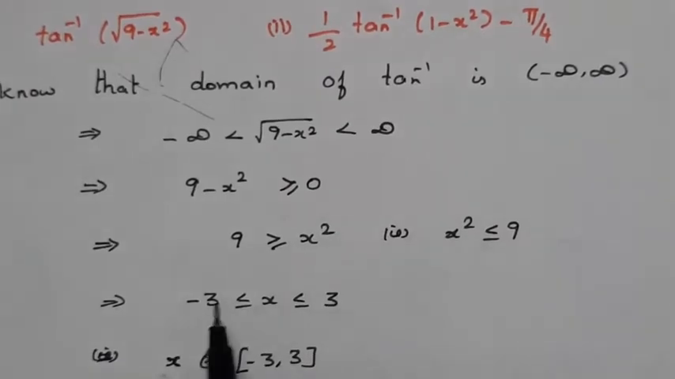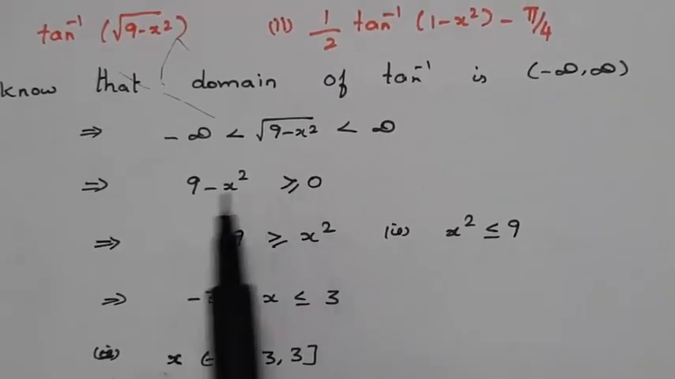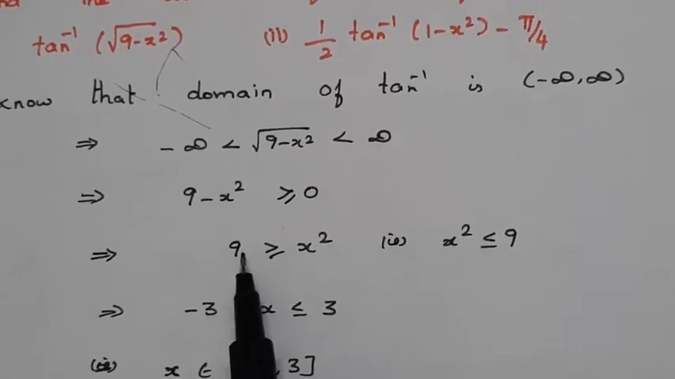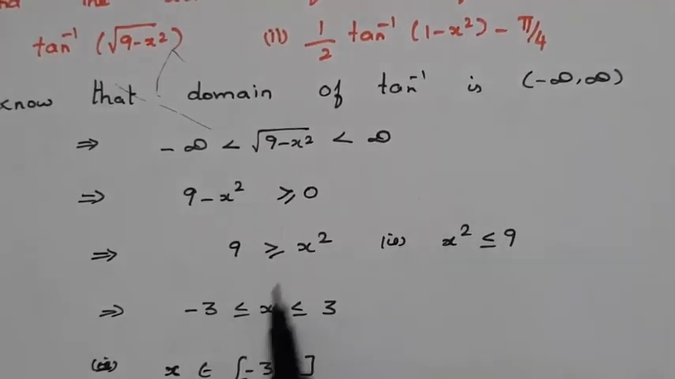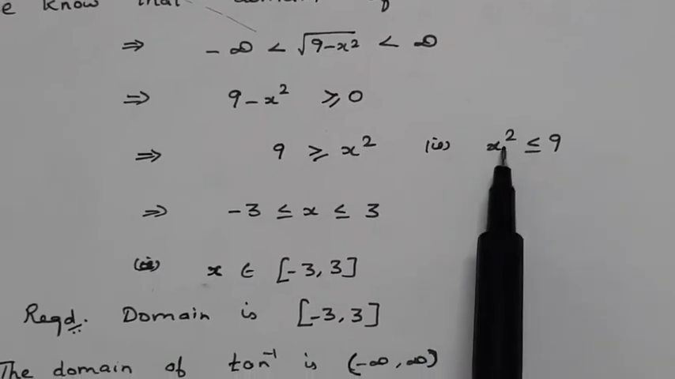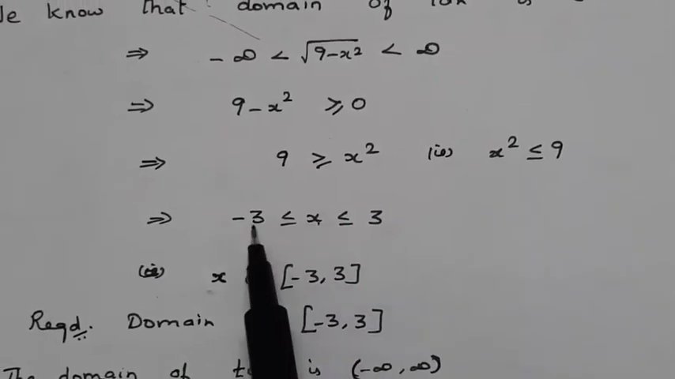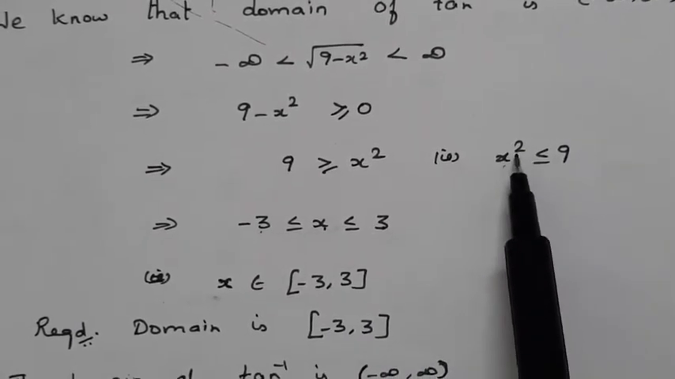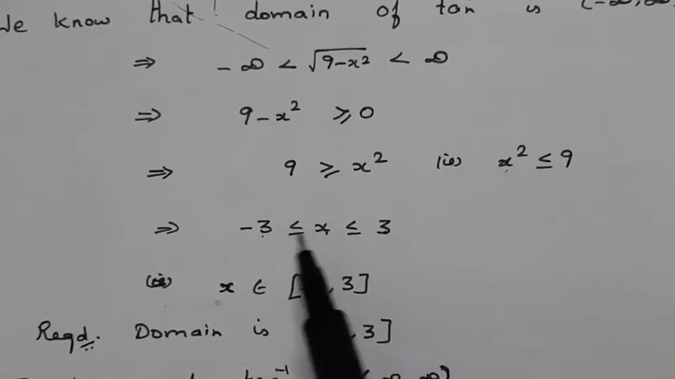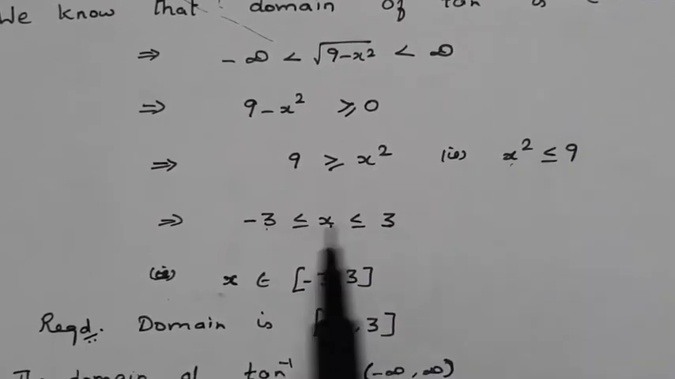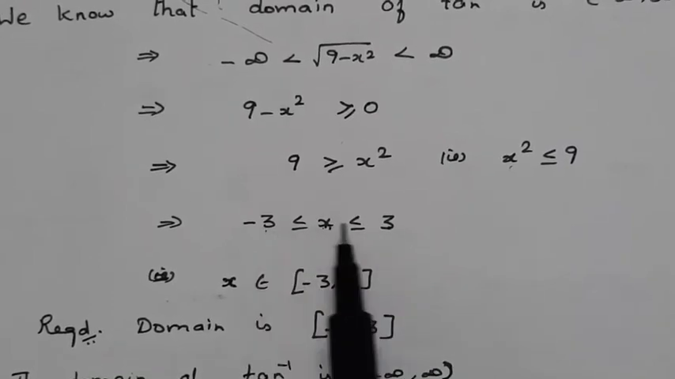Do you understand this? Now, this implies that adding x squared on both sides, we have 9 is greater than or equal to x squared. That is, x squared is less than or equal to 9. That means as it is a squared quantity, x lies between minus 3 to plus 3, because minus 3 the whole square is also 9 and plus 3 the whole square is also 9. And the numbers lying between minus 3 to plus 3, the square will be less than 9. And hence x lies between minus 3 to plus 3.